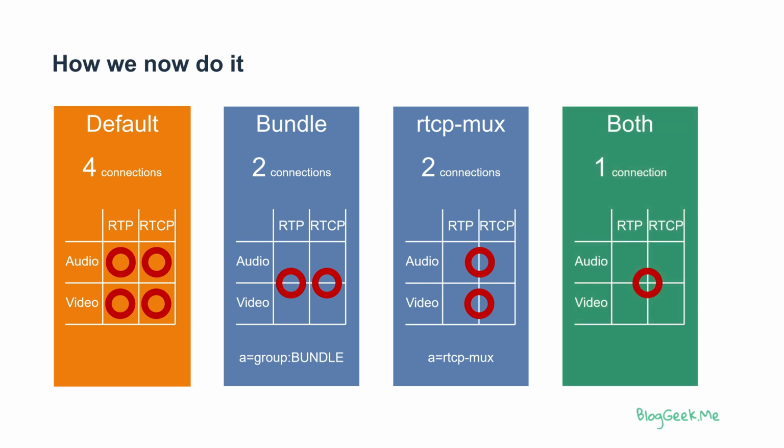And then we can do both at the same time. Use bundle and rtcp-mux to have a single connection where we bundle all of the RTP of the audio and the video together on one RTP connection, and we multiplex RTCP on that connection as well.